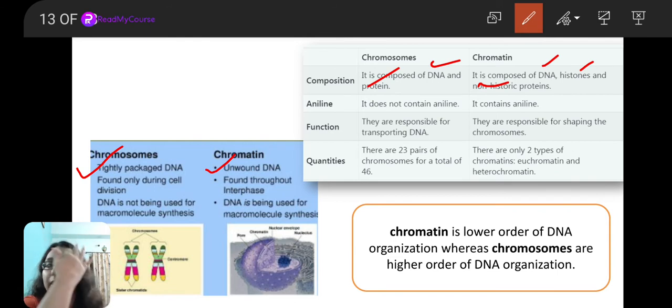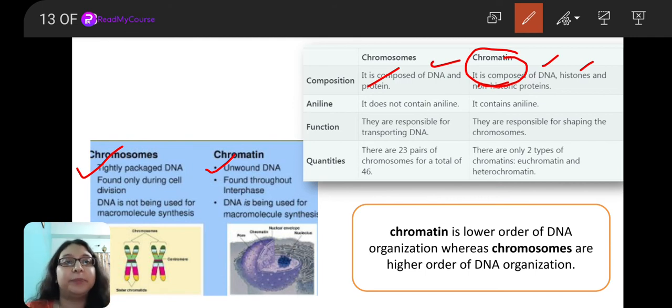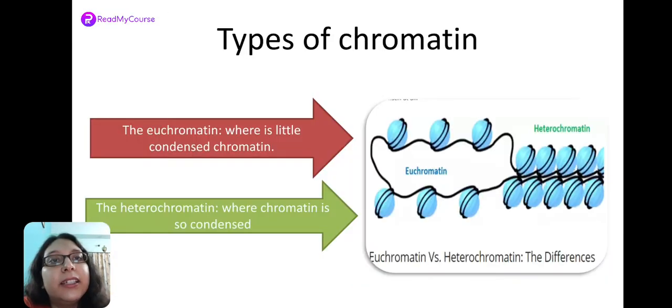Remember that much. And another thing we will study in the next slide is that in case of chromatin, there are two varieties of chromatin. Two types of chromatin. One is euchromatin, one is heterochromatin. Two types of chromatin, euchromatin and heterochromatin. What are they? We will discuss in the next slide. So, moving on to the next slide.